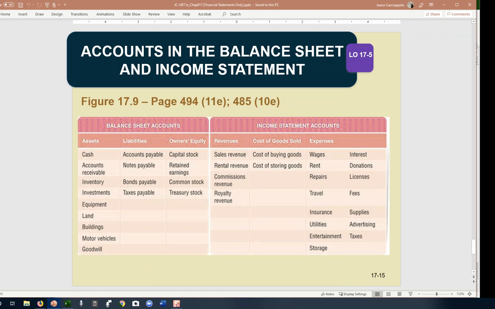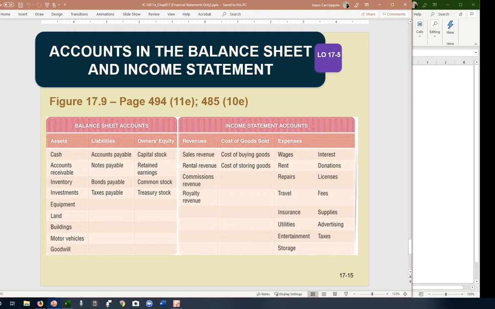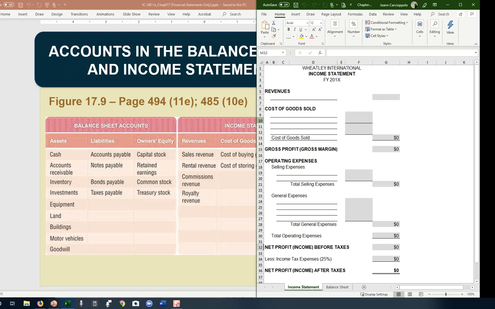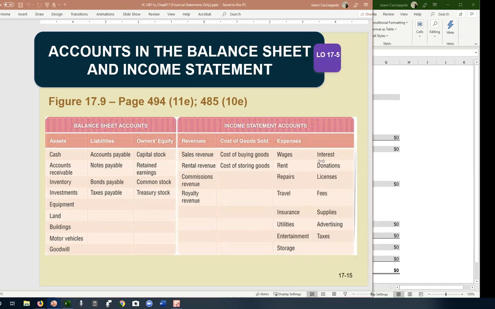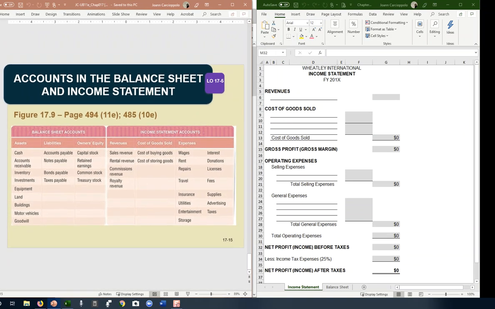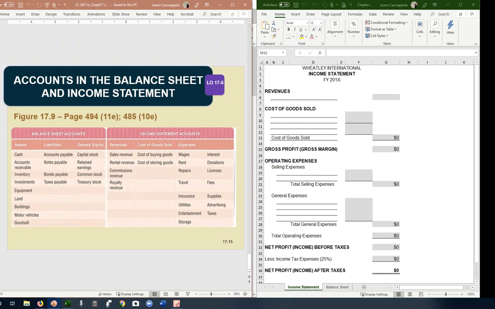Okay, let's see if I can get that open for you here. There we go. So I've already opened up my spreadsheet, and as you can see, I have the income statement open.